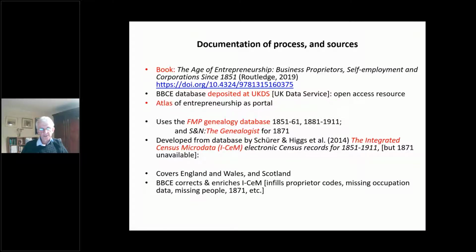So the BBC data that we have is ICEM, modified in a variety of ways based on Find My Past. 1871 is the genealogist website, modified in various ways. And the whole data has been manipulated and enriched with other external data, and missing proprietors, missing occupations, other missing data, and missing people in ICEM have been infilled as far as possible, but necessarily that's imperfect.